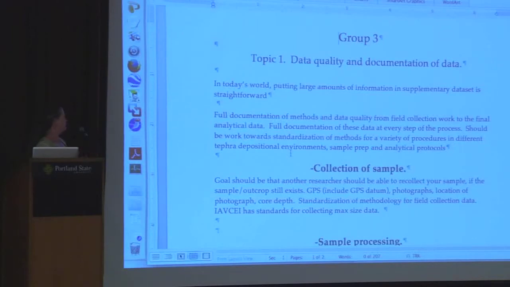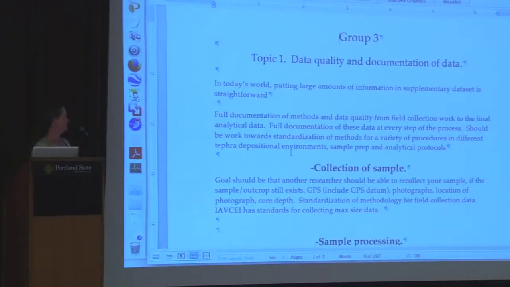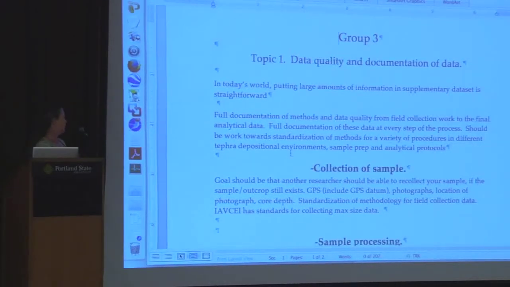So our focus was the concept of fully documenting methods and data quality in Tephra work from collection of the samples to the final analytical data. And really fully documenting all steps of the process. And that we should work towards some kind of standardization of methods. I think that's something that Group 2 really hit on. And having that available to everybody so that you don't have to write huge amounts of analytical methods in your paper. You can refer to a common document that we're all referring to.